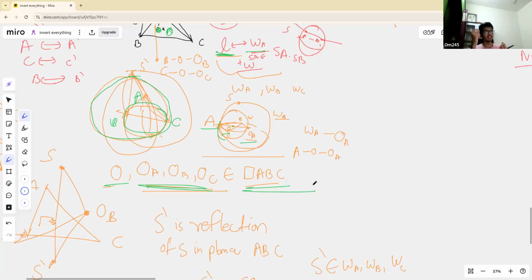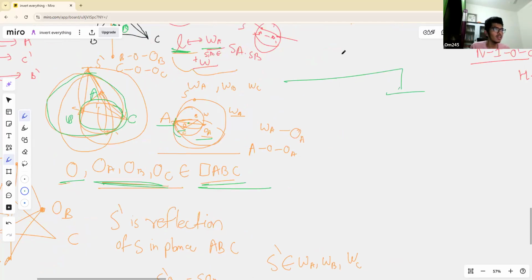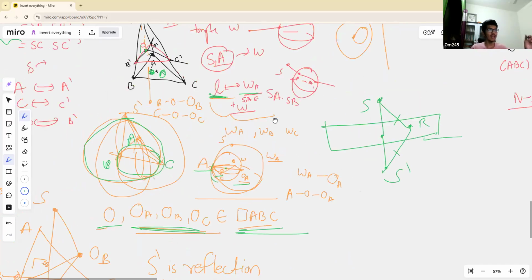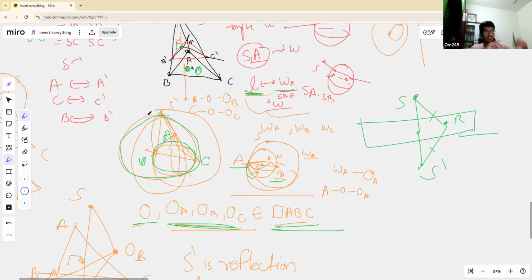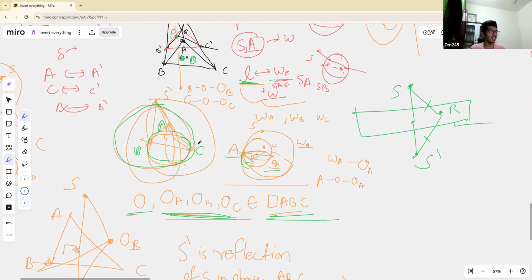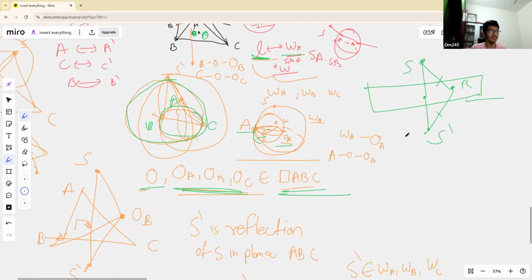Once we have this, you can imagine this is a flat circular plane and you have S, and you take a reflection of S. For any point in this plane, because it's a reflection, these lengths are equal. So for any plane, you take S and its reflection S dash. For any point R, these two things are equal. And so that's why H dash should lie on all three spheres.